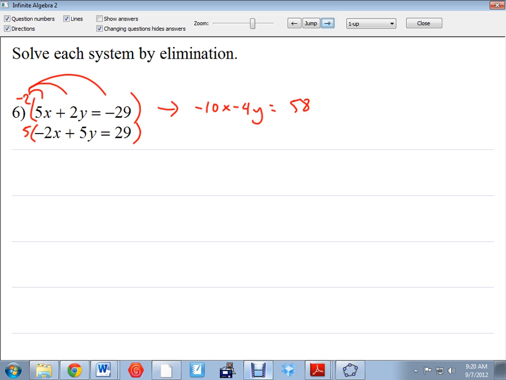Then we would do the same thing on the bottom. We'd distribute the 5 to all of that equation. We'd have a -10x. Then we'd have a +25y.